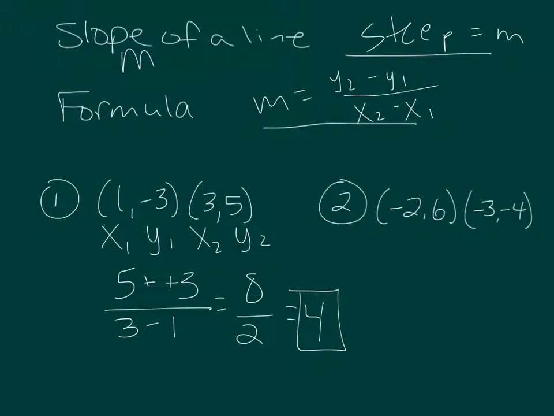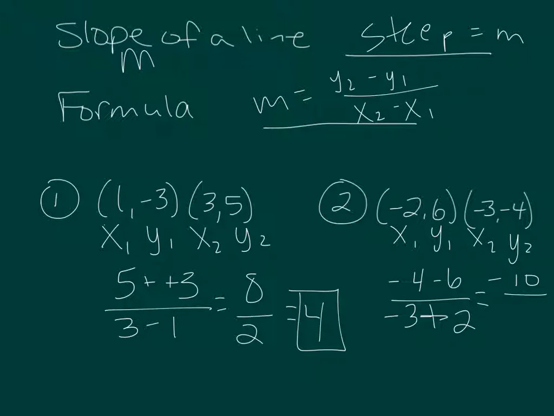Okay, number 2. Again, I like to list out my x1, y1, x2, y2. If I do y2 minus y1, it'd be negative 4 minus 6 over x2 minus x1, which is negative 3 minus negative 2. On top we don't have a minus minus, but on the bottom we do. So negative 3 minus negative 2 actually becomes negative 3 plus 2. On top, negative 4 minus 6 is negative 10. On the bottom, negative 3 plus 2 is negative 1. And negative 10 divided by negative 1 is 10. So that is my slope of that line.